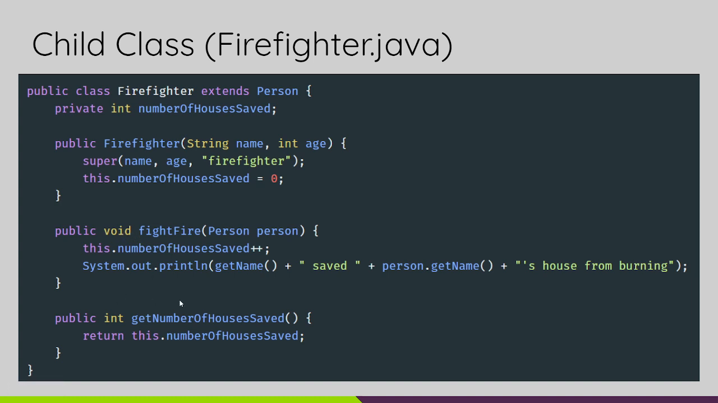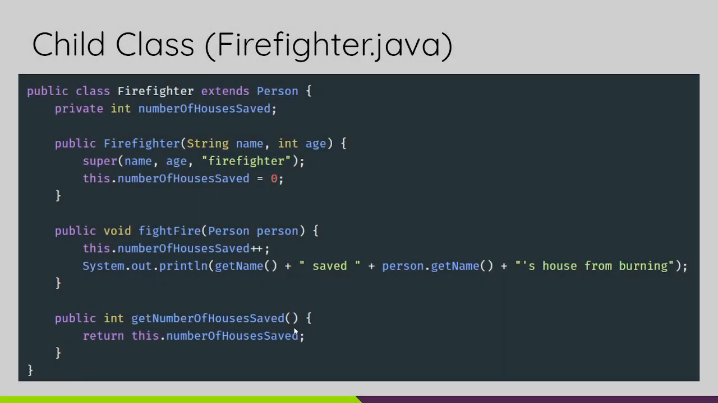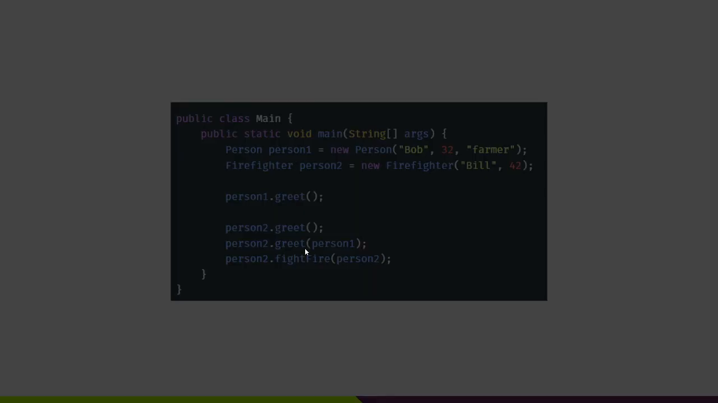One thing to keep in mind is that the subclass will inherit the parent class's functions. So the firefighter also has the greet, and then this one, which is overriding it, and then the get name. So it'll have those three in addition to its two additional functions. You can see here, person 2 is a firefighter, and the firefighter is also allowed to use the greet stuff.